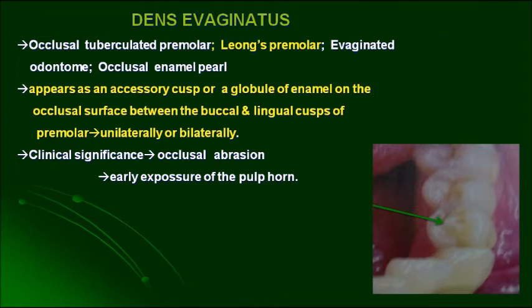Or you can call it an occlusal enamel pearl also. They appear as an extra cusp or accessory cusp or a globule of enamel on the occlusal surface, between the buccal and lingual cusp of the premolar. Usually they are unilateral or they can be bilateral also. So that is dens evaginatus, otherwise known as what? Leong's premolar. So note down, they actually appear as an accessory cusp or secondary cusp.